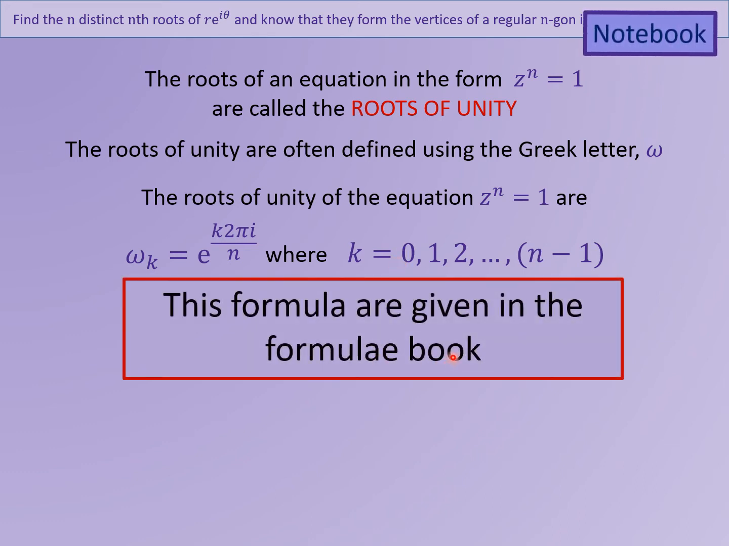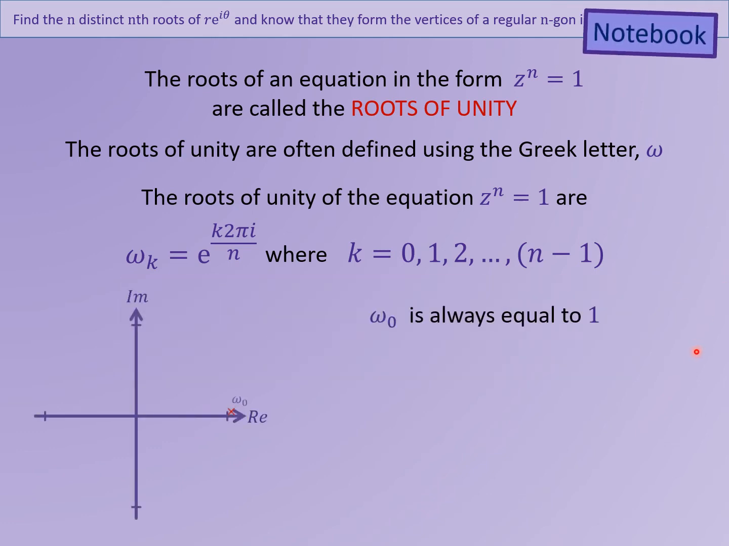That formula, as it says there, is given to you in the formula book. So you will not be expected to learn this formula, but you will be expected to be able to use it. Okay, so let's see what sort of important facts come from it. Now omega naught is always equal to 1. Your first root is always equal to 1. There's nothing wrong with saying z naught, by the way. The first root is always equal to 1.